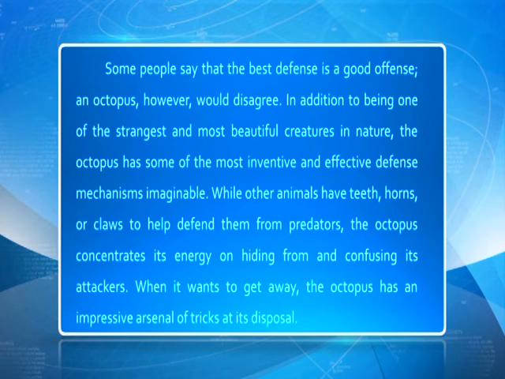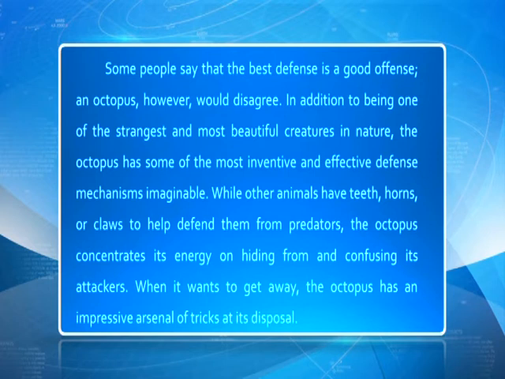Some people say that the best defense is a good offense. An octopus, however, would disagree. In addition to being one of the strangest and most beautiful creatures in nature, the octopus has some of the most inventive and effective defense mechanisms imaginable. While other animals have teeth, horns, or claws to help defend them from predators, the octopus concentrates its energy on hiding from and confusing its attackers.